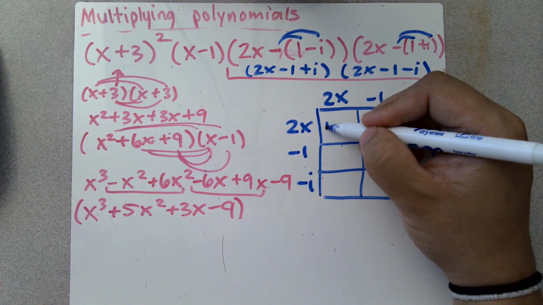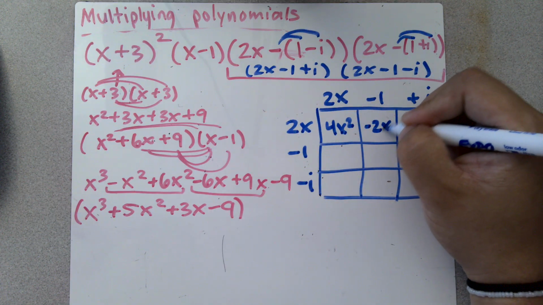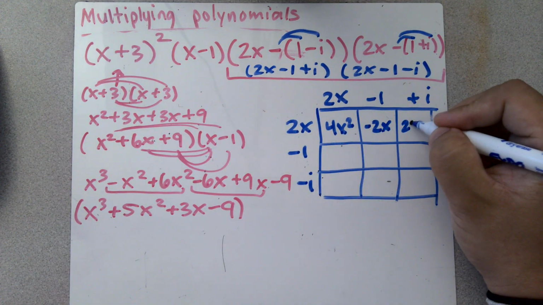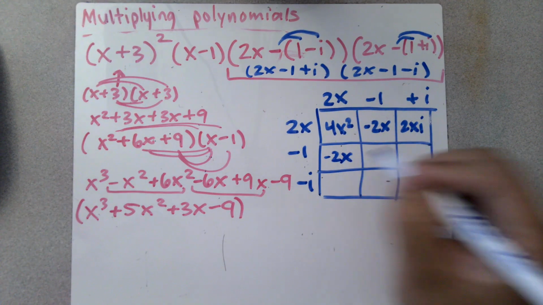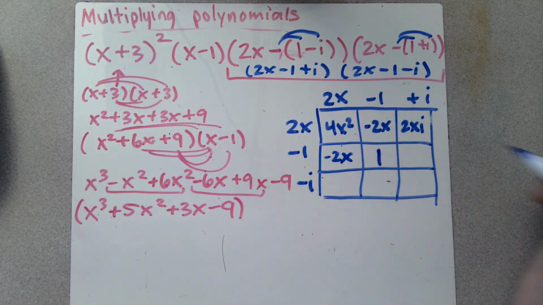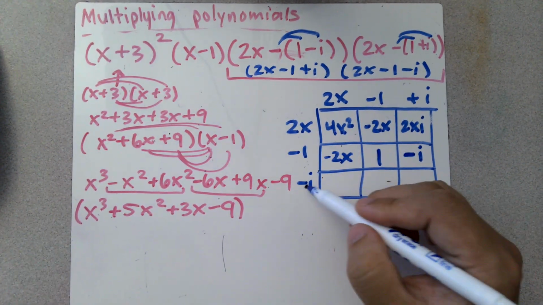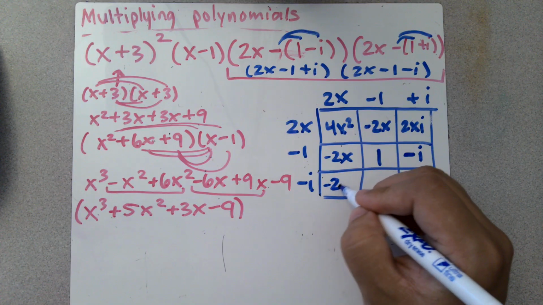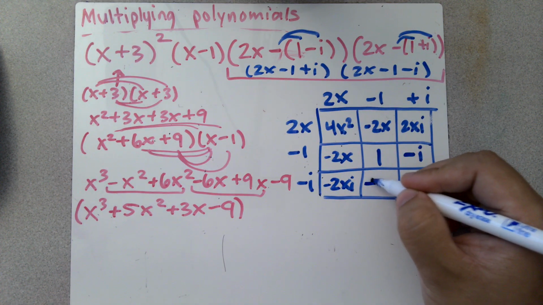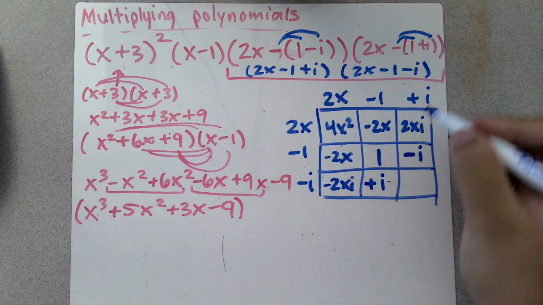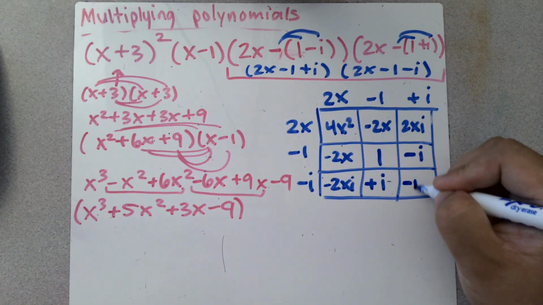2x times 2x is 4x squared. 2x times negative 1 is negative 2x. 2x times i is 2xi. 2x times negative 1 is negative 2x. Negative 1 times negative 1 is 1. Negative 1 times i is negative i. Negative i times 2x is negative 2xi. Negative i times negative 1 is positive i. And then negative i times positive i is negative i squared.